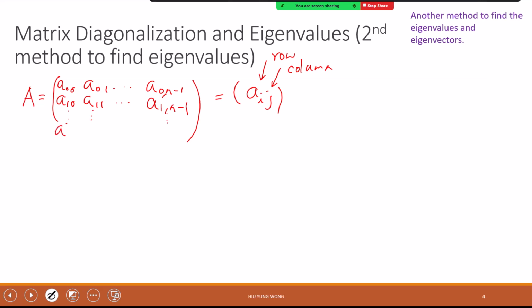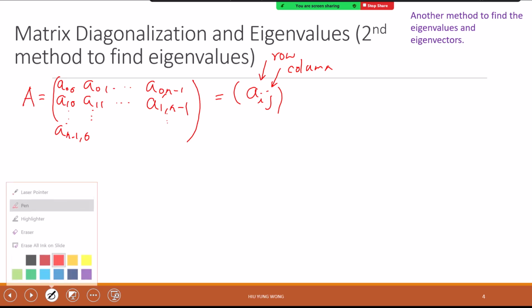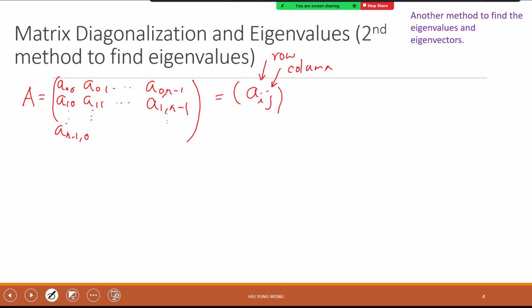Although it is messy, if you understand how to do the labeling, you naturally know that the last row starts with An-1,0, because it's the n-1 row and the zeroth column. And at the end I have An-1,n-1, the last column and the last row. In summary, I can also just say that I have a matrix whose elements are Aij. When I write it this way, I assume that I already know how many columns and rows. By the way, how many columns and how many rows do we have here? It's n by n. That's why our last index is n minus 1, because it starts from 0.